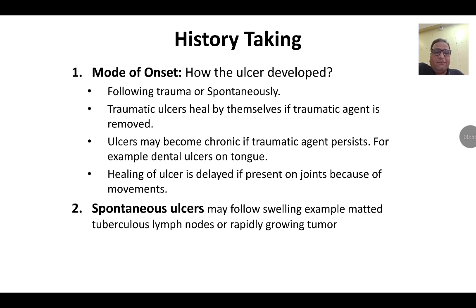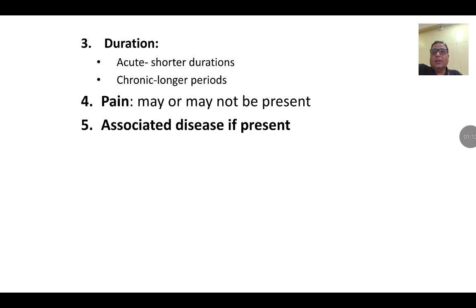Spontaneous ulcers may follow swelling, for example, matted tuberculous lymph nodes. They undergo coalescence and the ulcer develops. And when there is a rapidly growing tumor, we get spontaneous ulcers. Depending on the duration, an ulcer can be acute, that is of short duration, or chronic, that is of longer period. Pain may or may not be present. Associated disease, if present, should be noted.